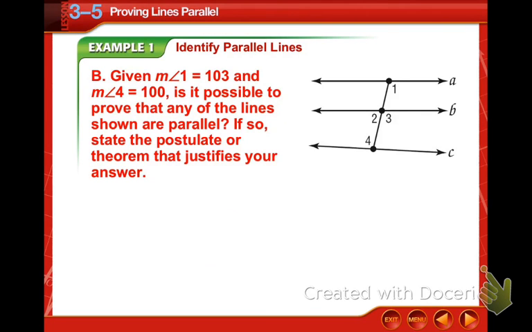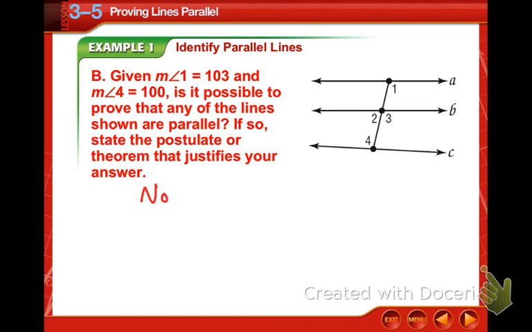Okay, same picture now. Now we're given that angle 1 is 103, angle 4 is 100. Is it possible to prove any lines are parallel because of that? Definitely not. We have two angles that are not congruent. One's 103, one's 100. If they were both 100, then yes, definitely we would be able to tell that A would be parallel to C, because they're alternate interior. However, we are not given that they are congruent, so the answer here, of course, is no. We can't prove that they are parallel because the angles are not congruent.